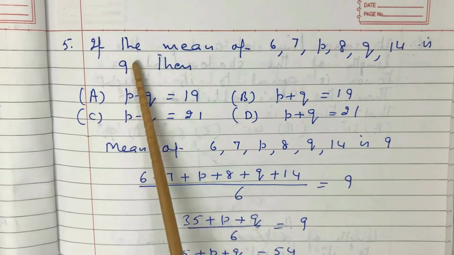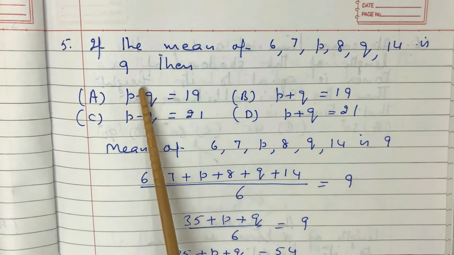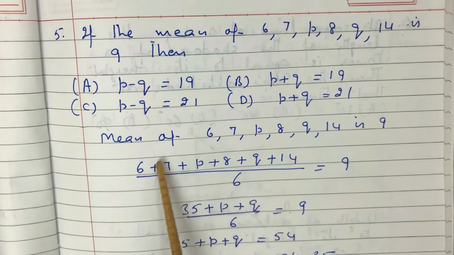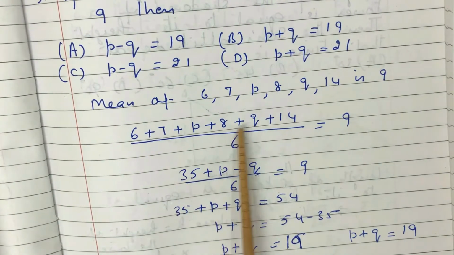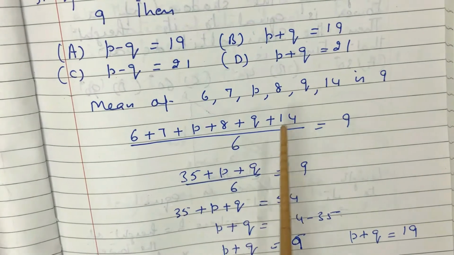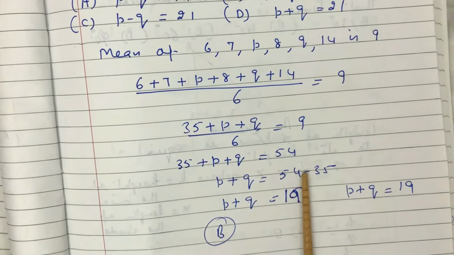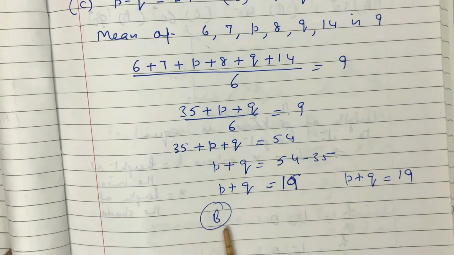Now fifth question, if the mean of 6, 7, P, 8, Q, 14 is 9, then there are 4 options. You have to find the correct one. Now mean of this is 9. So it means 6 plus 7 plus P plus 8 plus Q plus 14 upon 6, because they are 6 in numbers, is equal to 9. Calculate it, you will get P plus Q is equal to 19. So B is the option.